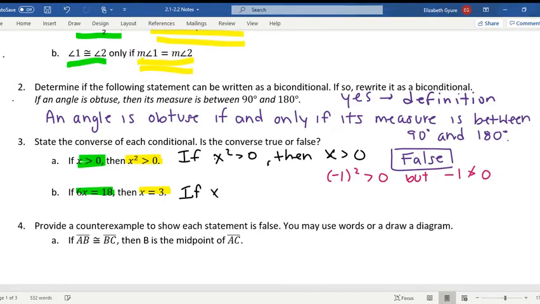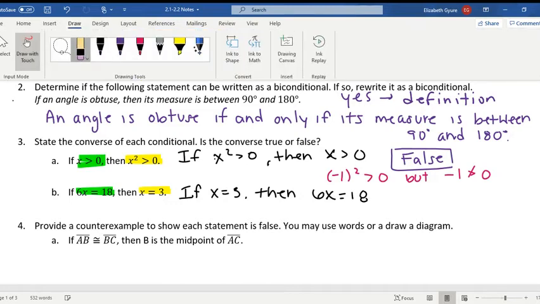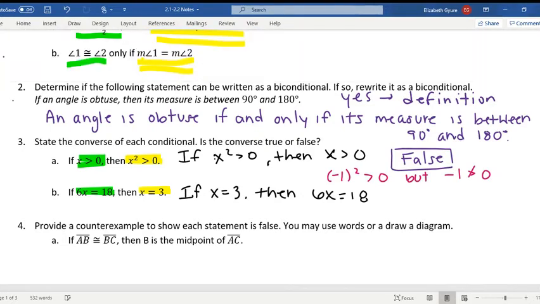If x equals 3, then 6x equals 18. I'm going to go ahead here and say that that is still true. That could still work. If x equals 3, then sure, 6x could definitely equal 18, because if you plugged 3 in here, if you're starting with what your x value is, 6 times 3 is 18, 18 equals 18. So that one is absolutely true.